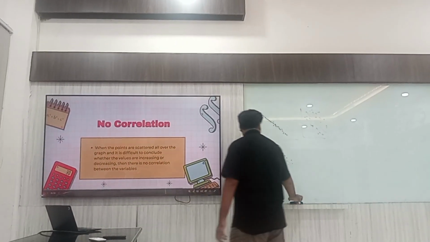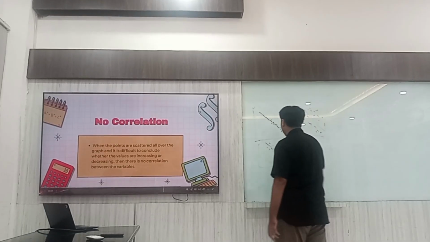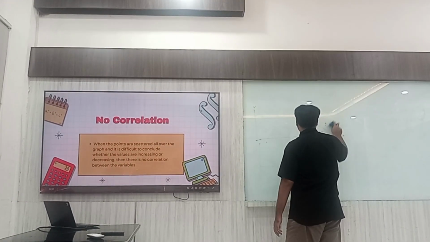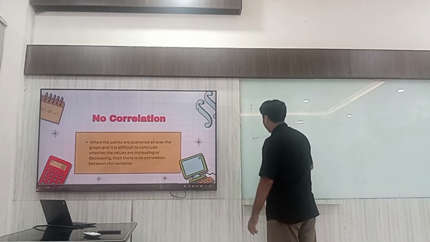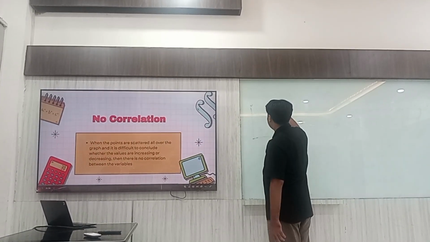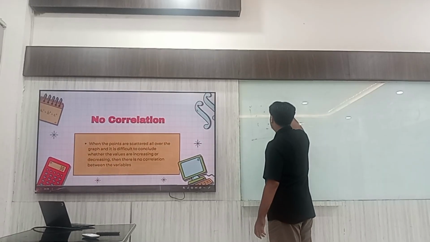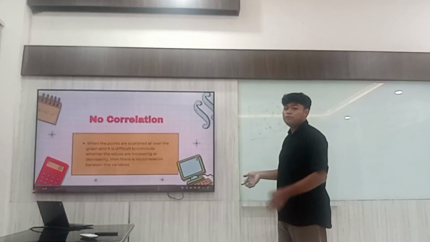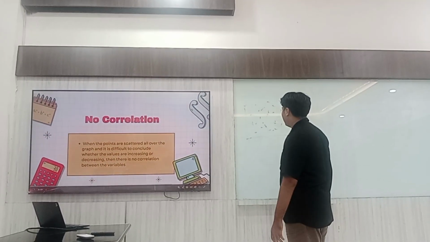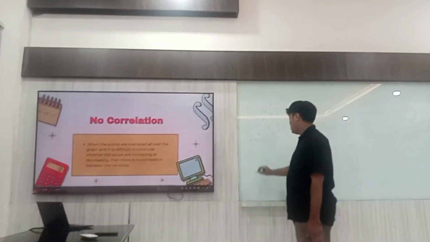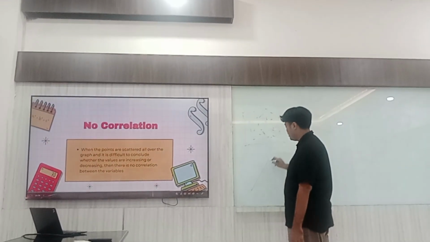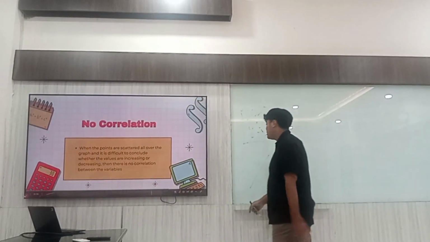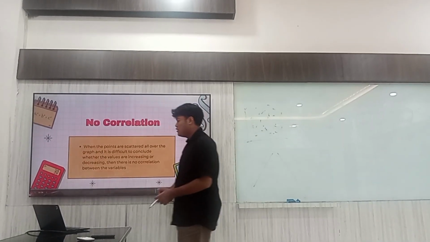No correlation. When we draw the variables in a scatter plot, the points are very random. We have no relation because we cannot identify a direction. Positive forms like this and negative like this, but this one has no correlation, so we cannot identify the direction.